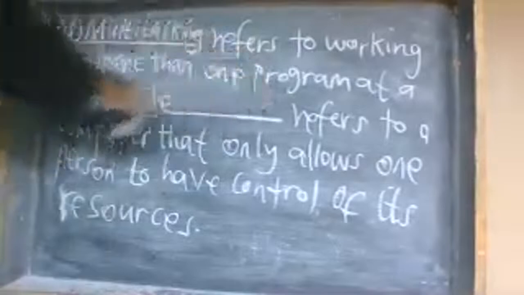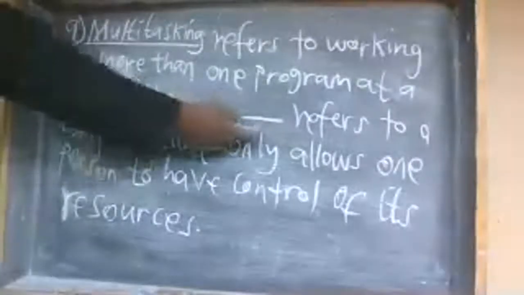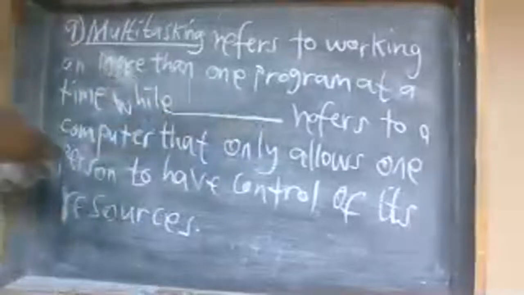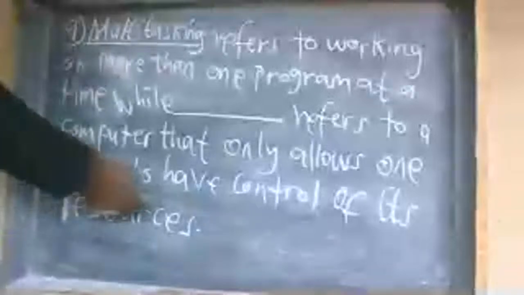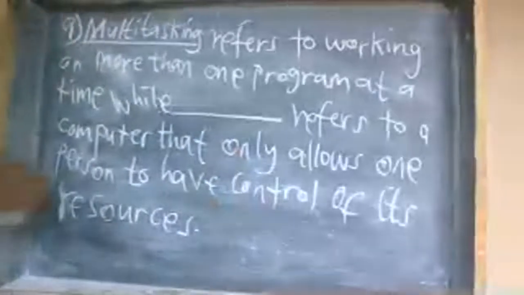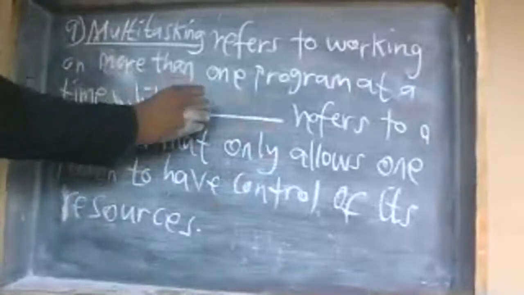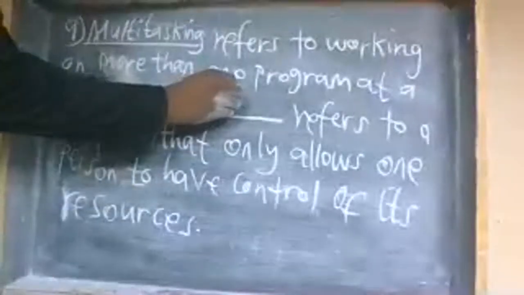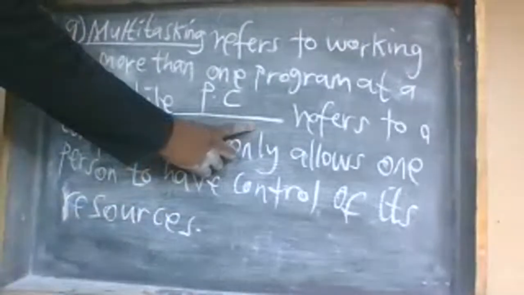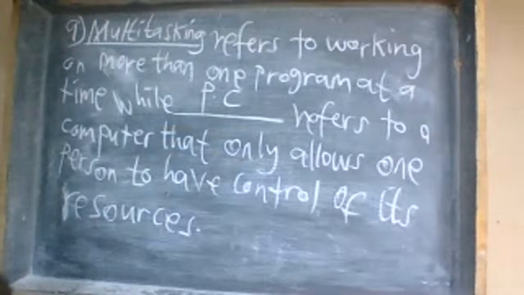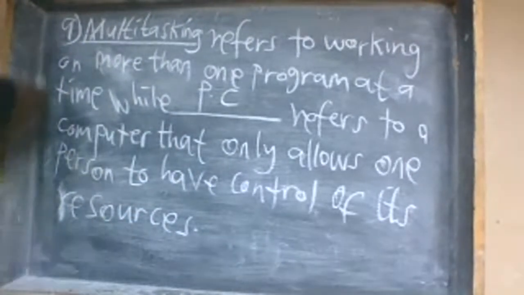Now here you can either say the PC, personal computer, or the desktop computer refers to a computer that only allows one person to have control of its resources. Here you can say desktop computer, or you can say PC. PC stands for personal computer. Now in an exam, you have to write this in full. Personal computer. So this one was question 9.